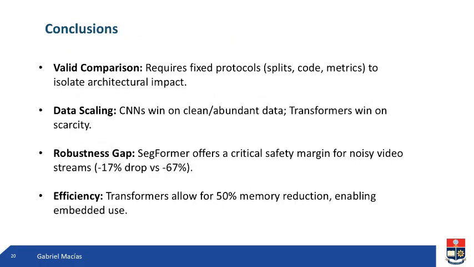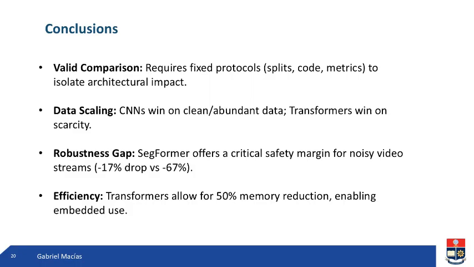The main conclusion is that a valid comparison between CNNs and transformers requires strict experimental control. Using fixed data splits, identical evaluation metrics, and consistent training protocols ensures that performance differences truly reflect architectural design rather than experimental bias. Regarding data scaling, the results show a clear pattern. CNN-based models achieve higher performance when trained with clean and abundant datasets, while transformer-based approaches like SegFormer demonstrate stronger performance when data is limited, highlighting their better data efficiency.